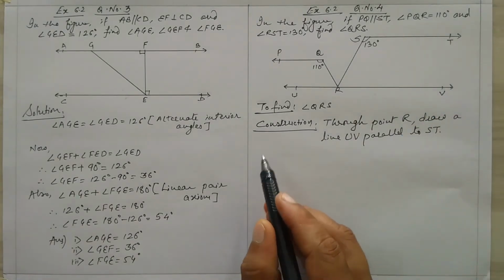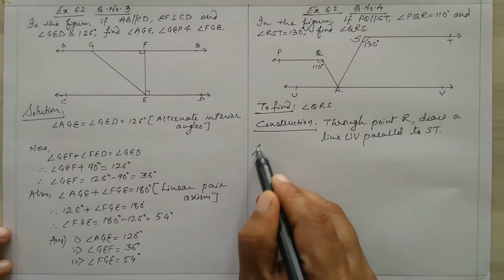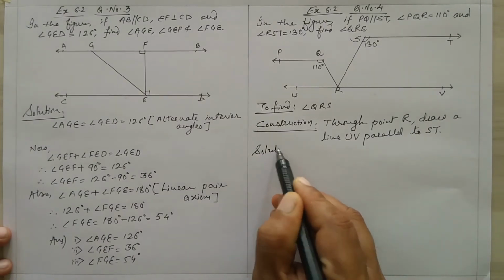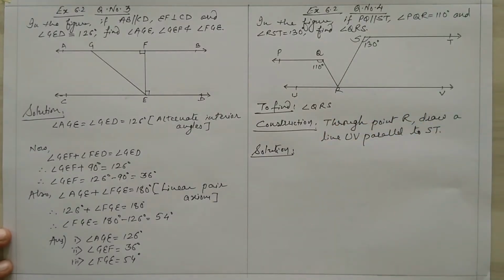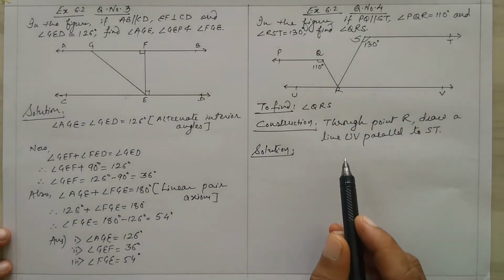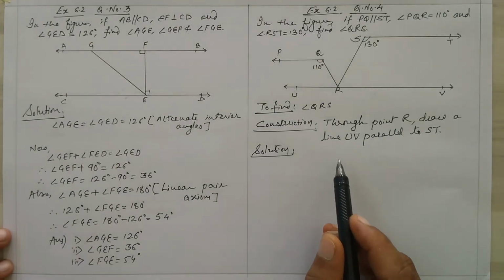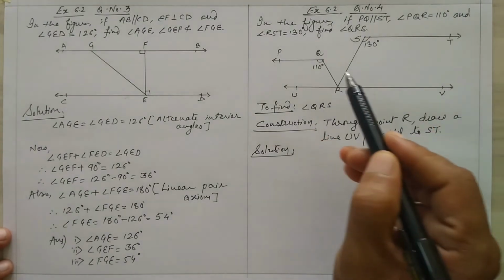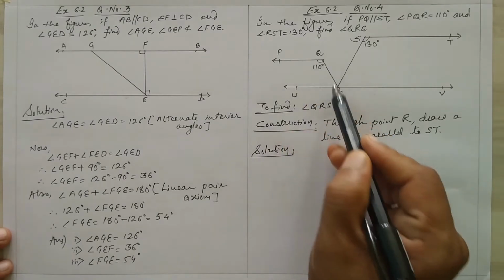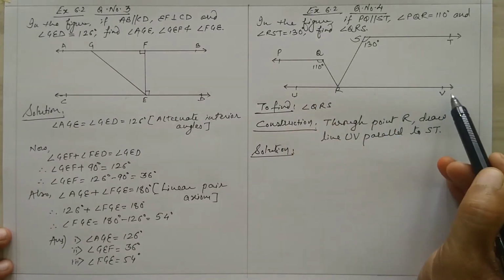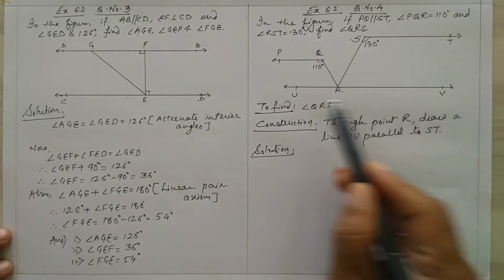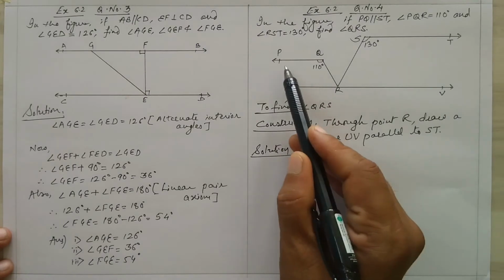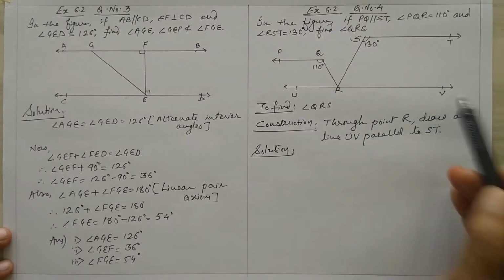Now see the method, or you can say solution. What is your target now? You want to find angle QRS. Let us see how will you calculate angle PQR and angle QRV. They are forming a pair of alternate interior angles because PQ is parallel to ST and ST is parallel to UV. Therefore PQ is also parallel to UV.